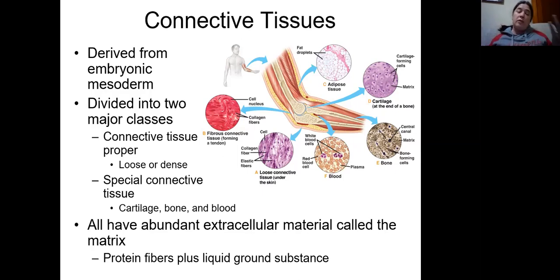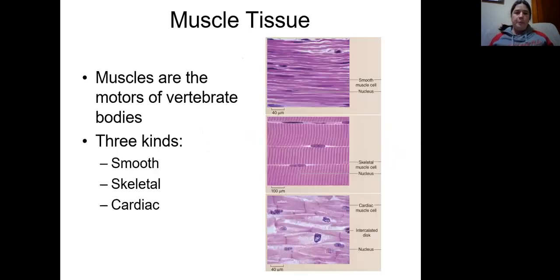In blood, the extracellular matrix is actually a fluid. It's the blood plasma, in which the cells are floating. And then in things like a ligament or a tendon, you have these extracellular strands of protein that are the extracellular matrix. So it just varies depending on the type of tissue.